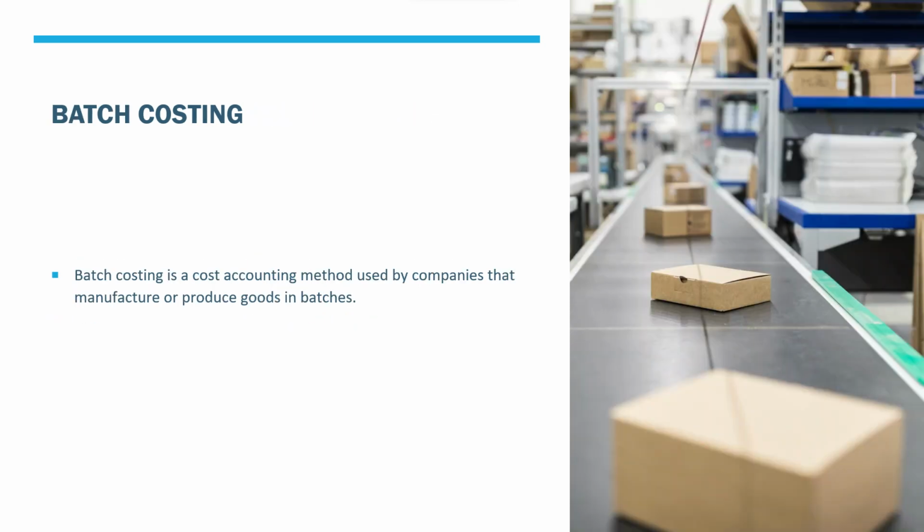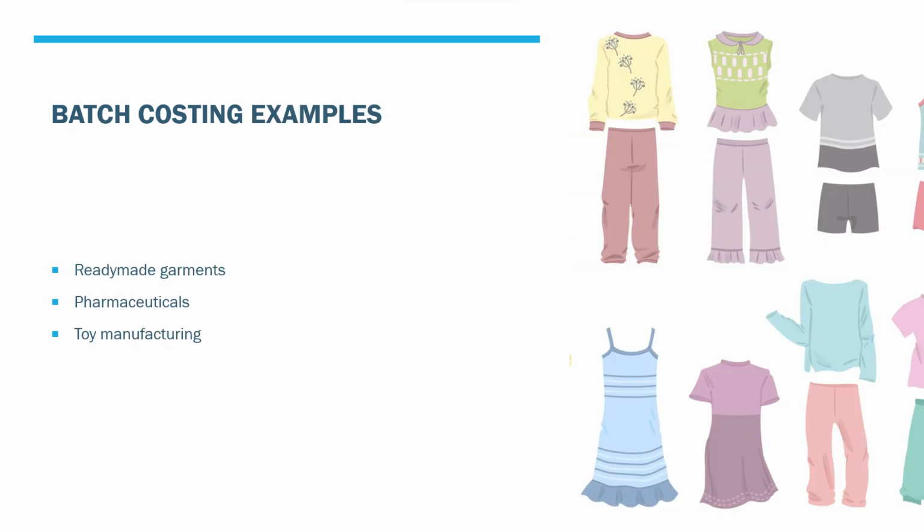Batch costing is a cost accounting method used by companies that manufacture or produce goods in batches. The production process is divided into batches and the cost incurred during the production of each batch are recorded separately. The per unit cost is calculated by dividing the total cost of a batch with the number of units produced in that batch. Batch costing is generally applied in manufacturing industry, making ready-made garments, toy manufacturing industries, tire and tubes manufacturing companies, pharmaceutical industry, etc.